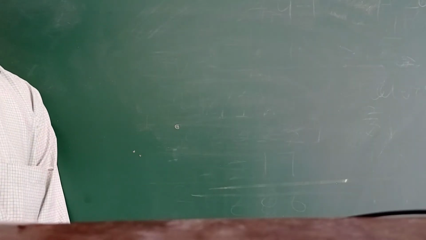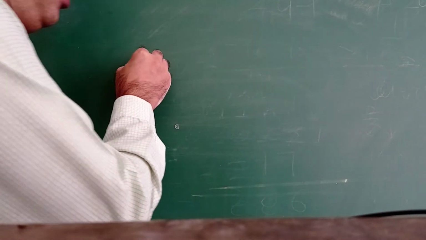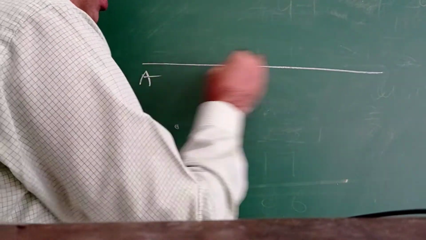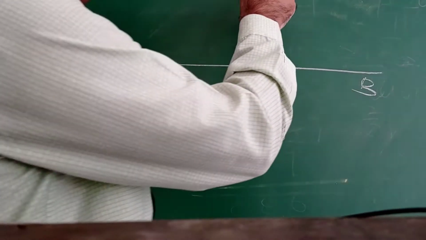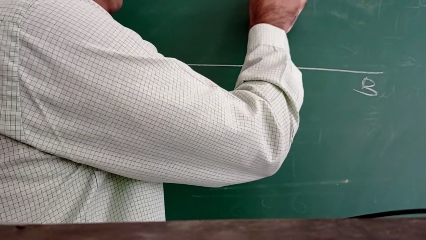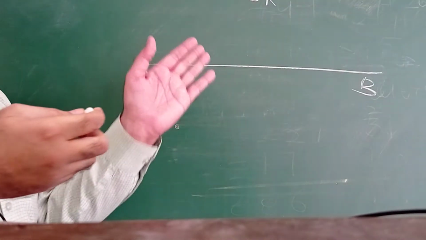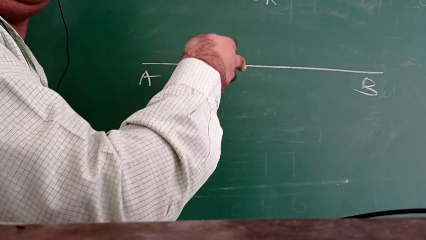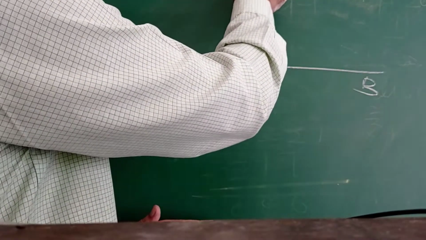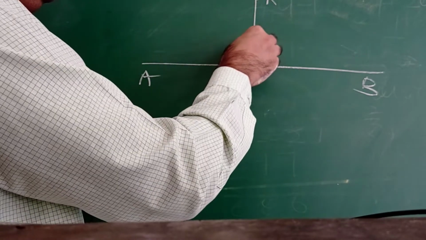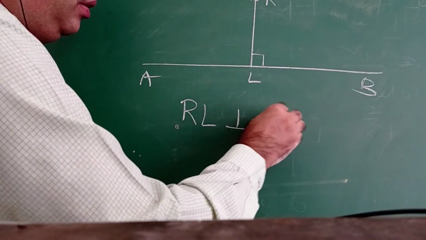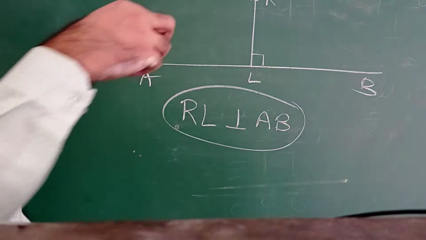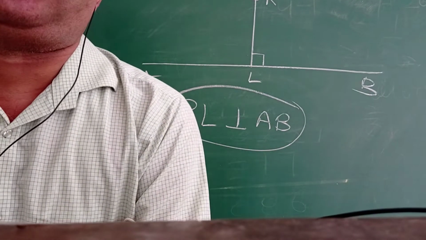First of all, you know the set square. What is set square? The set squares are available in geometry. Take this line segment AB. Take a point R, not on it. Take R anywhere. Now use the set square which is of 90 degree and put the set square here and draw a straight line, and it will be RL perpendicular on AB.